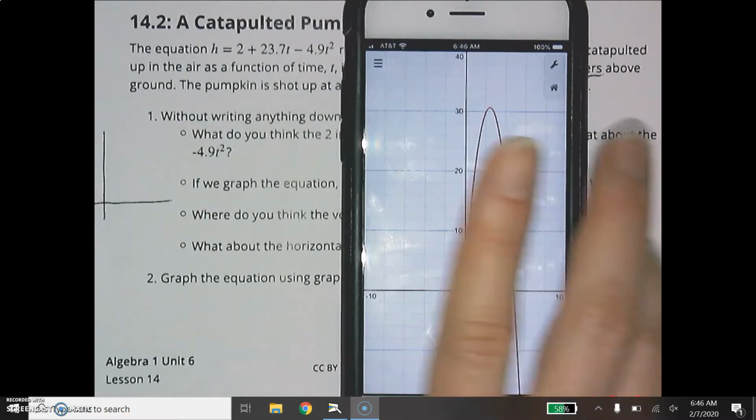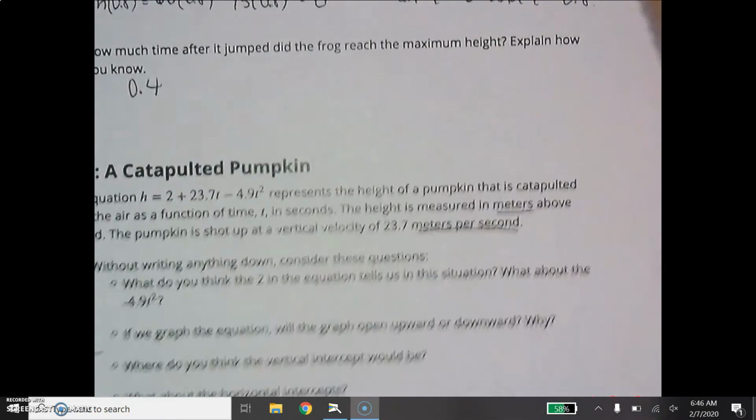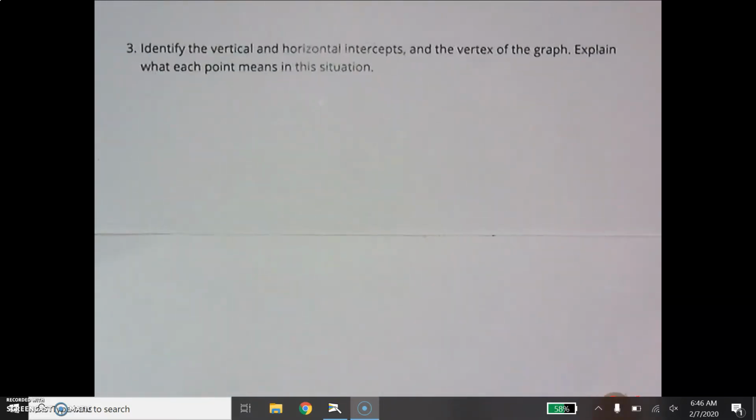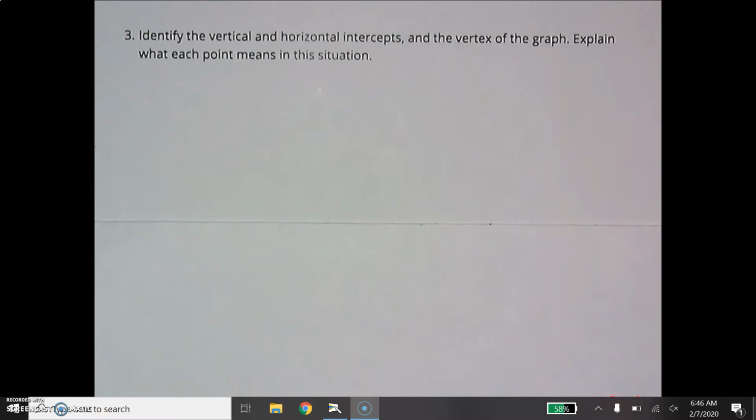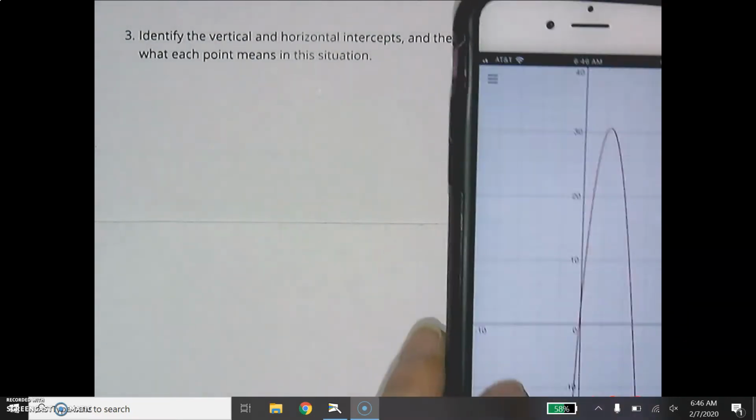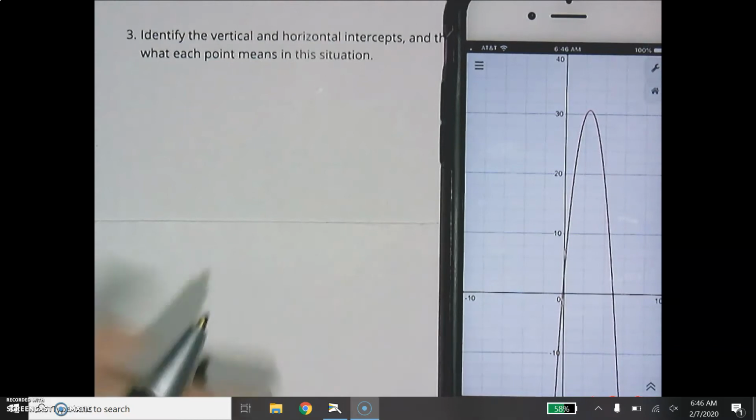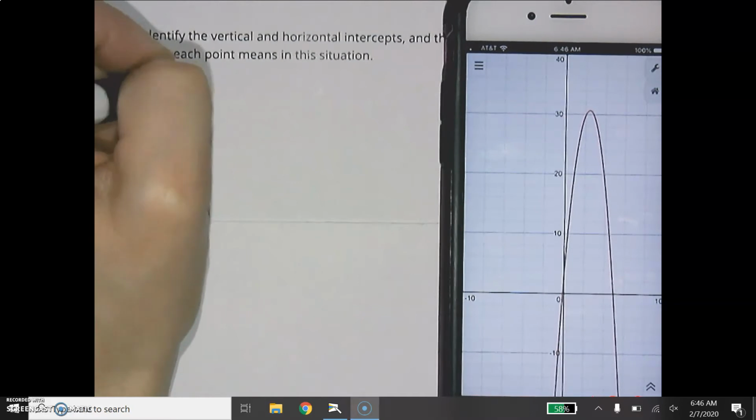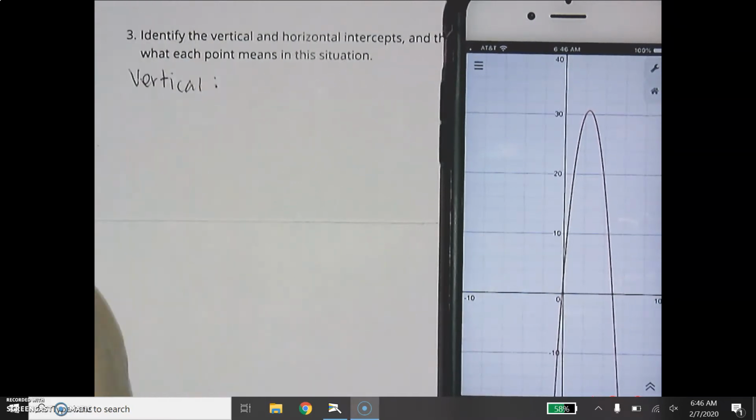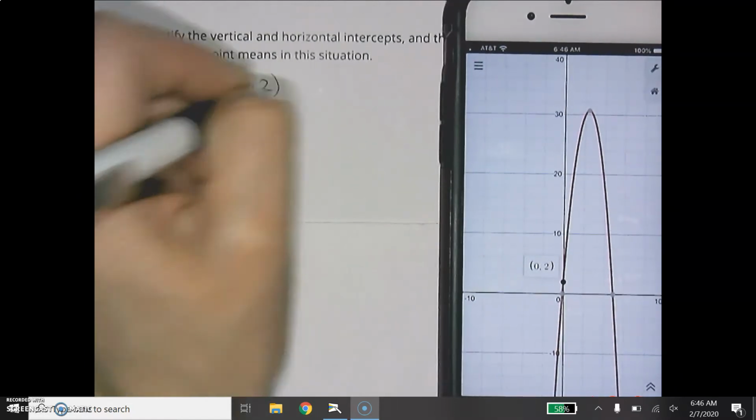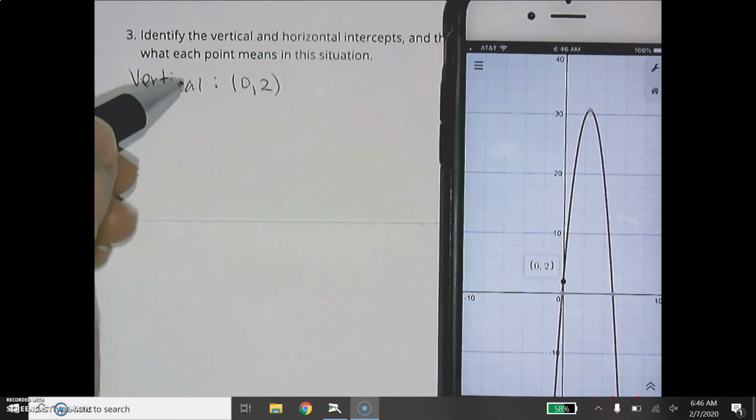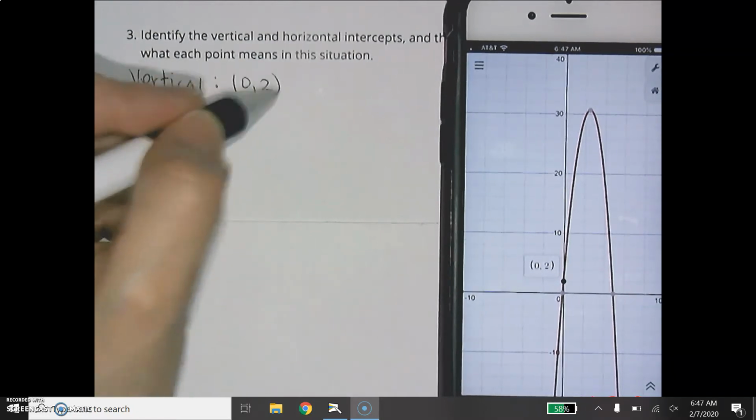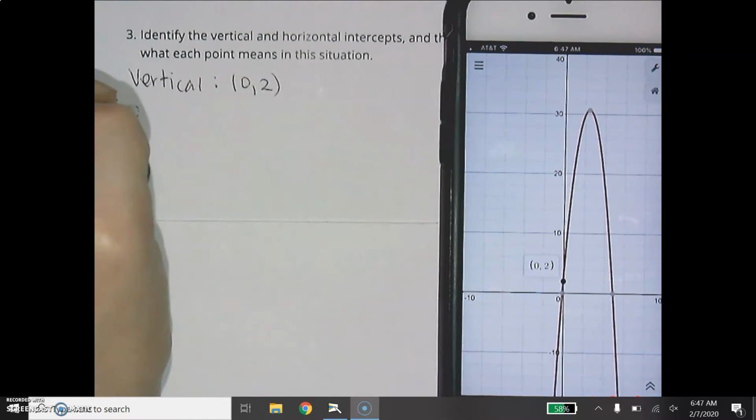Okay. So based on our graph, let me move that out of the way for a moment. Based on our graph, we want to actually find what the vertical and horizontal intercepts are looking at this graph. Okay, and then we're going to explain what each point means. So the vertical, remember that just means that you're looking for the y-intercept. We already said that was the point (0, 2). So remember that means that at time 0, the pumpkin is 2 feet above the ground. That's where it was launched.